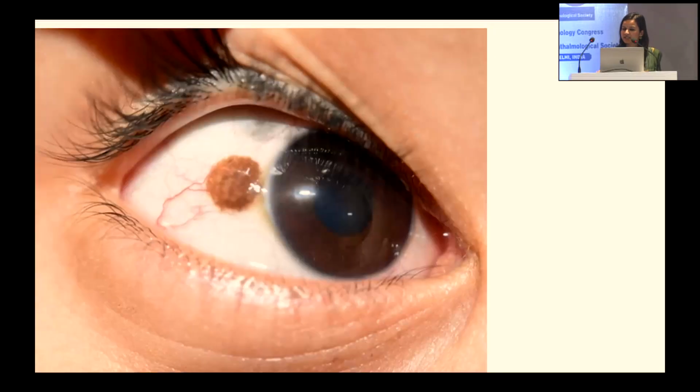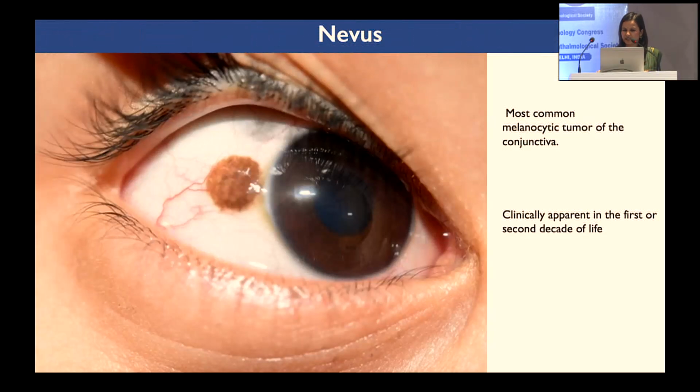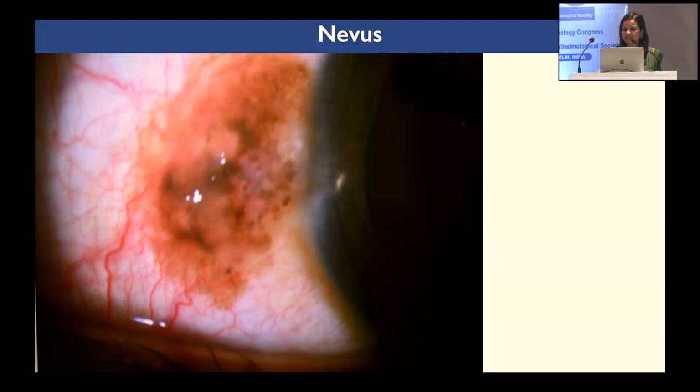What about lesions like this? If I give you a history, most common melanocytic tumor of the conjunctiva, it clinically appears generally in the first or the second decade of life. It is conjunctival nevus. What I would want to highlight is the characteristic clear cysts that exist in the lesions here.